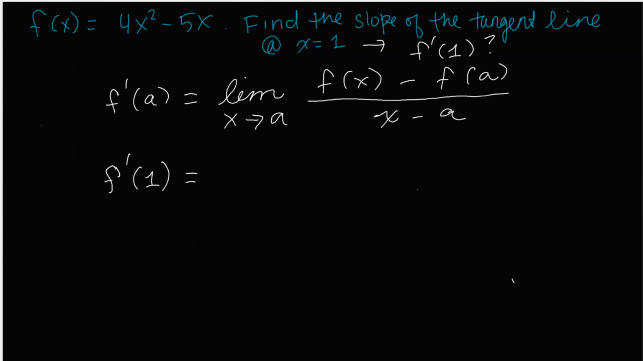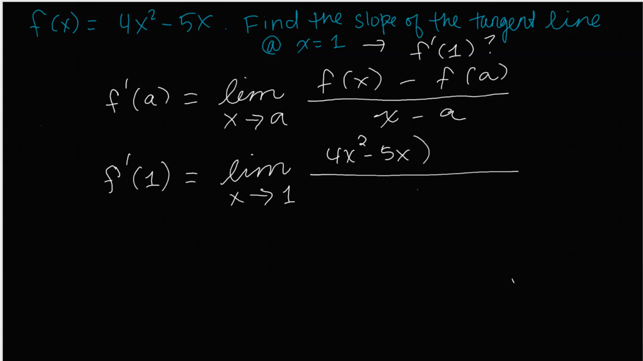And that is the limit as x goes to 1 of f of x, which would be 4x squared minus 5x, minus f of 1. Okay, so what is f of 1? When you plug in 1, f of 1 is 4 times 1 squared minus 5 times 1, which is negative 1. So that is minus negative 1, all over x minus 1.